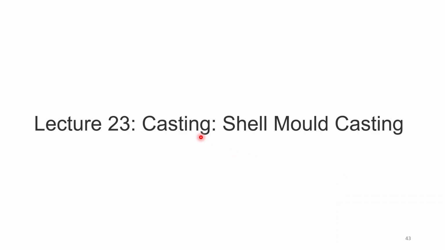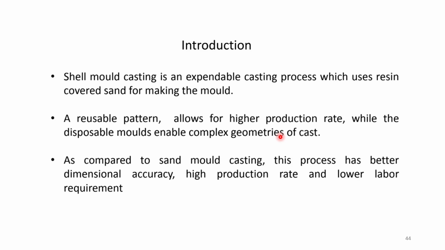Now lecture 23. In this, firstly shell mold casting is taught. Shell mold casting is an expendable casting process which uses resin covered sand for making the mold, and a reusable pattern allows for higher production rate while the disposable molds enable complex geometries of cast. As compared to sand mold casting, this process has better dimensional accuracy, high production rate, and lower labor requirement.